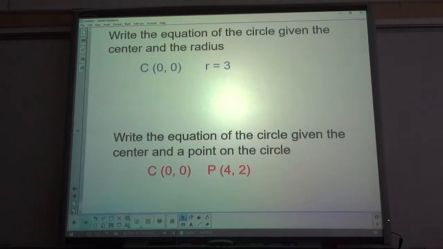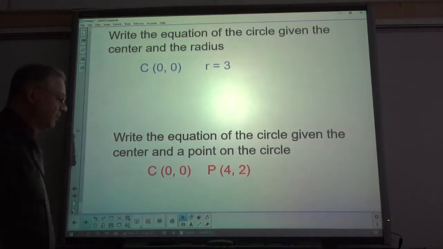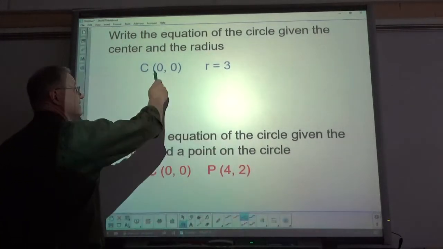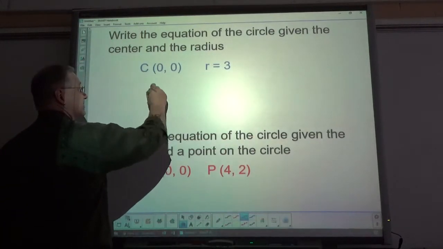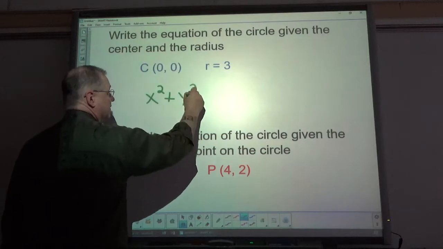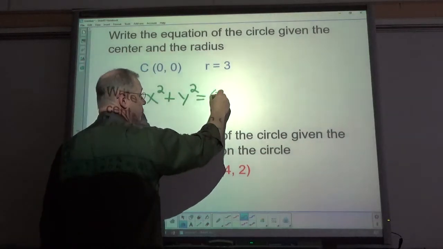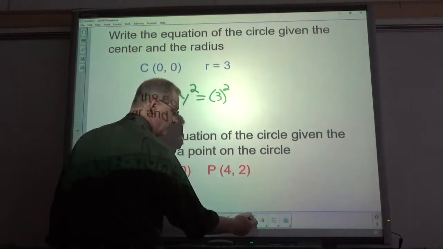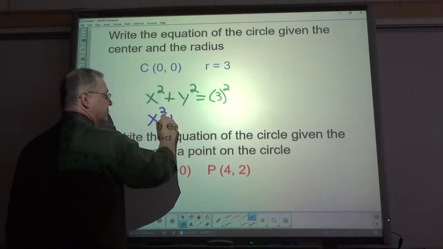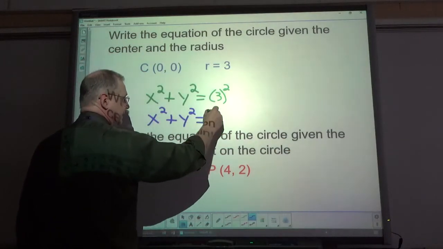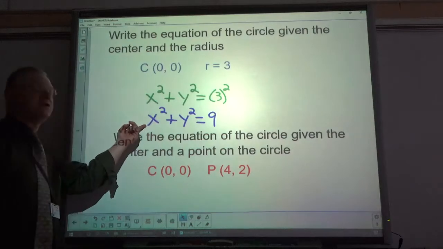All right. Here is our next example. Write the equation of the circle given the center and radius. Well, if I've got the center and the radius, we know it's x squared plus y squared equals r squared, which is 3 squared. Or x squared plus y squared equals 9. And that would be your final answer.